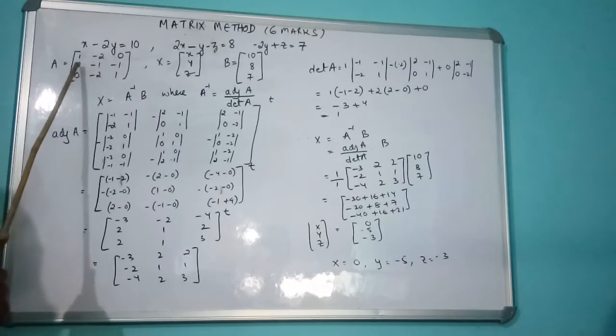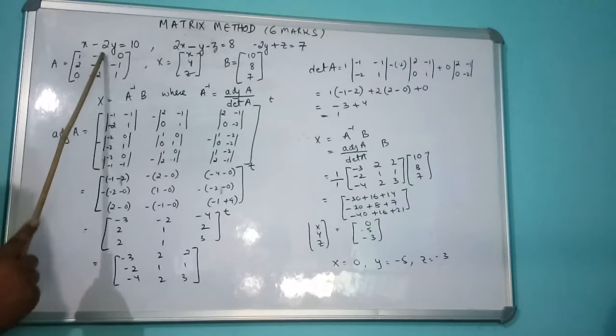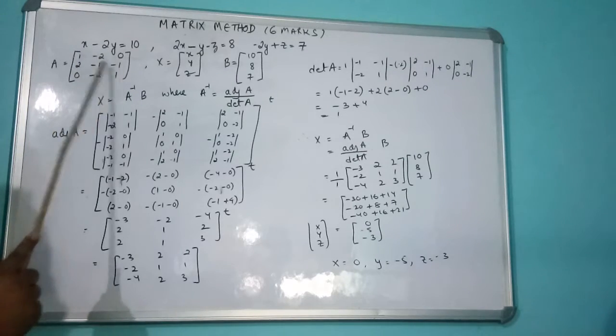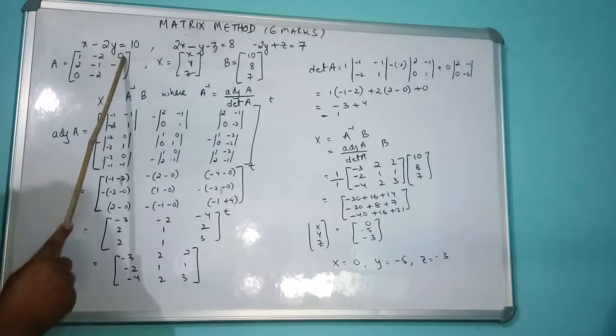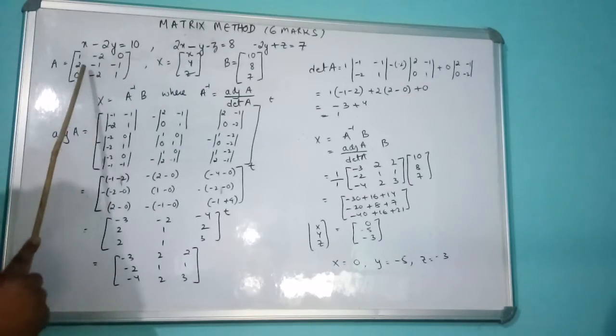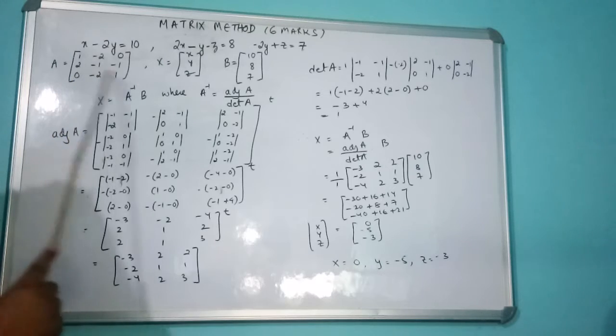Cover the row and column. What is left? 2. This is the row and this is the column. 2, -1, 0, 1. That's what I've written. Is that clear? Next element is 0. Cover the row and column. What is left? 2, -1, 0, -2.